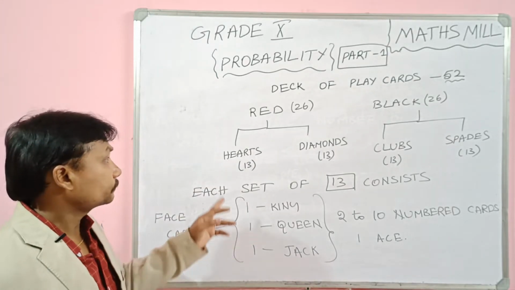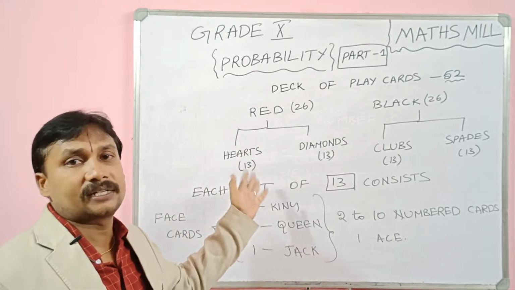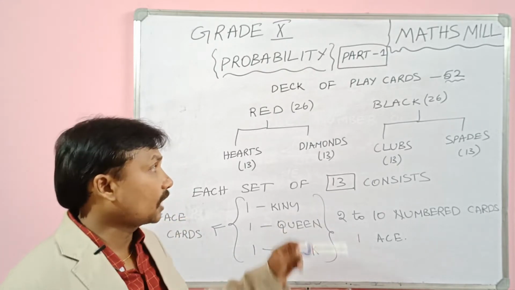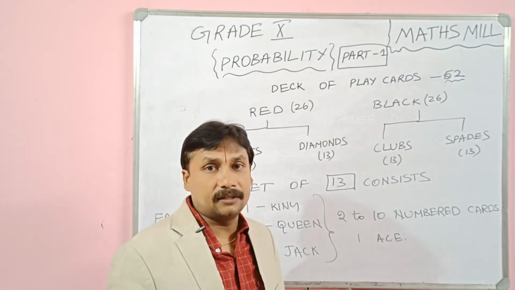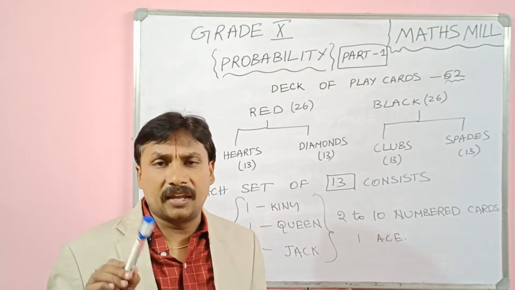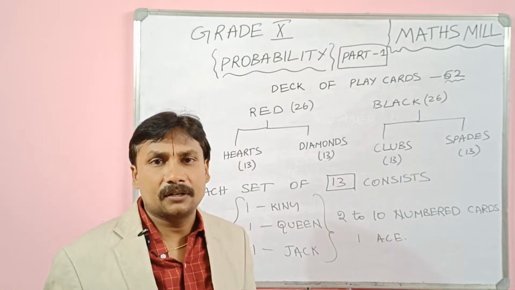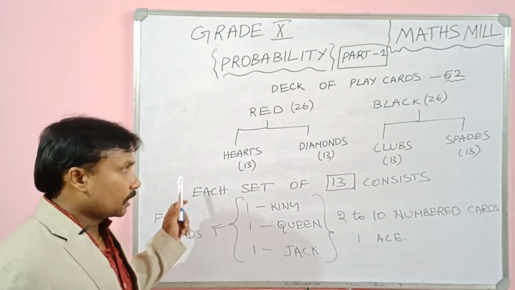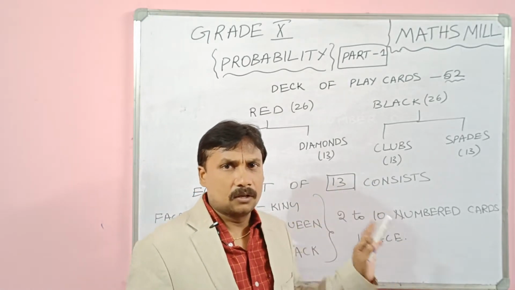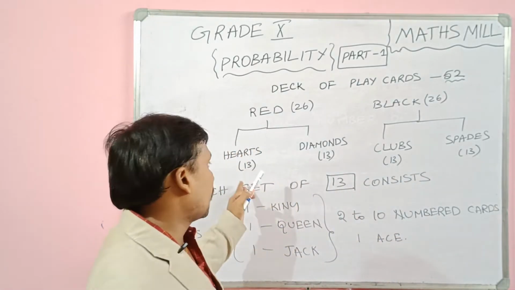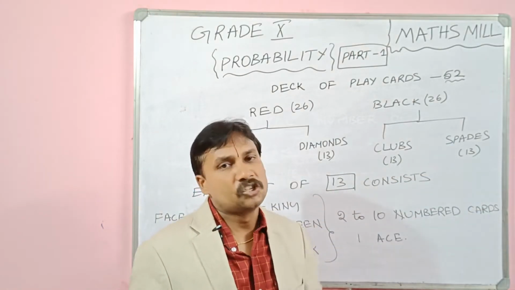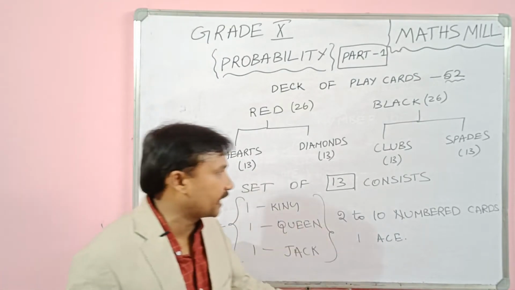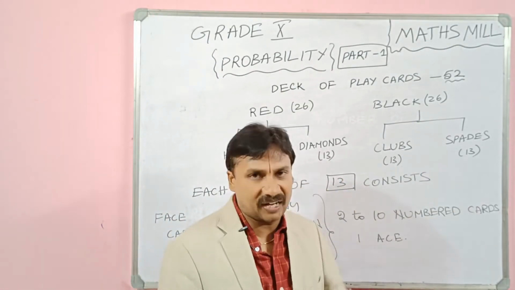and black 26. So the red segregation is hearts and diamonds. Hearts are 13, diamonds are 13. Coming to black, clubs are 13, spades are 13. Very easy, interesting and good scoring. Next, we have 4 sets of 13: 13 hearts, 13 diamonds, 13 clubs, 13 spades.